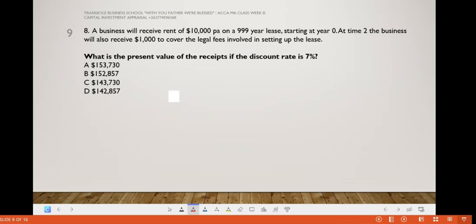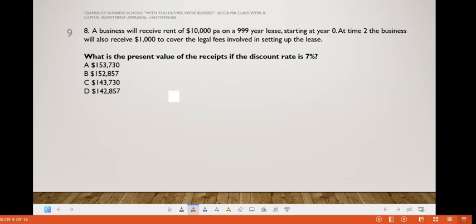Now, a business will receive rent of $10,000 per annum on a 999-year lease starting at year 0. So this business is receiving rent in advance. Yes, in advance. It is receiving rent today, not 1 year later, but today. Then at time 2, the business will also receive $1,000 to recover the legal fees involved in setting up the lease. So in 2 years' time, they are also going to receive $1,000.